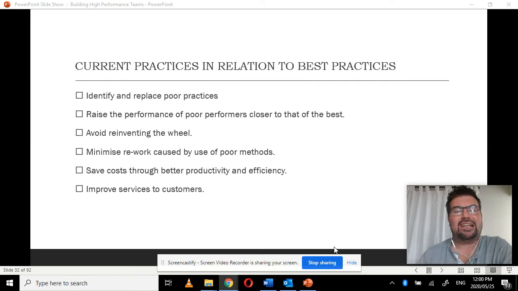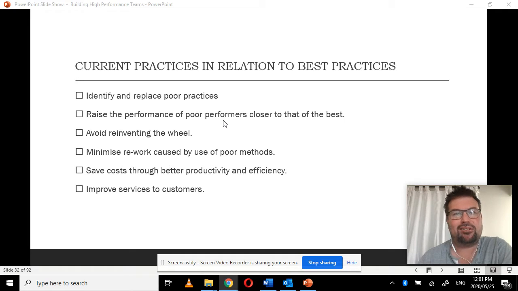Great. So now that you know a little bit about best practice and about world class, we're going to be moving you into how do we actually implement best practice. Okay, so current practices in relation to best practices. Firstly, we need to identify and replace poor practices. So if we know that things aren't working well, then change them as quickly as you can. Then raise the performance of poor performers closer to that of the best.